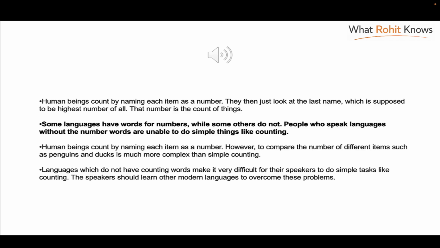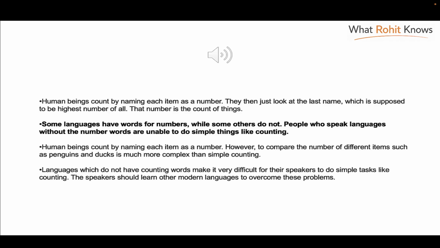So now, second option, that is our preferred option for the correct summary, but we also have to look at the remaining. Human beings count by naming each item as a number. However, to compare items such as penguins and ducks. Yep. So the second part of the sentence, if summary is irrelevant, she mentions penguin again, just as counting penguins as an example, but nothing about complexity or comparing it with simple counting.